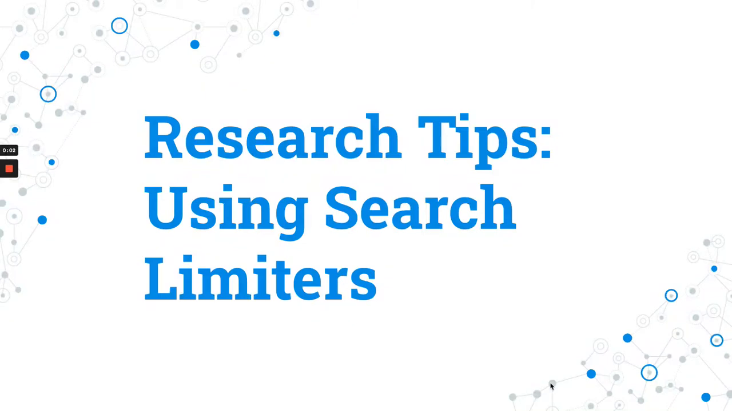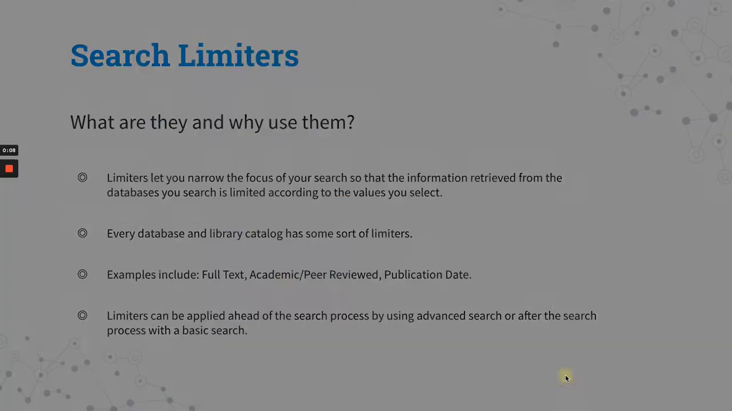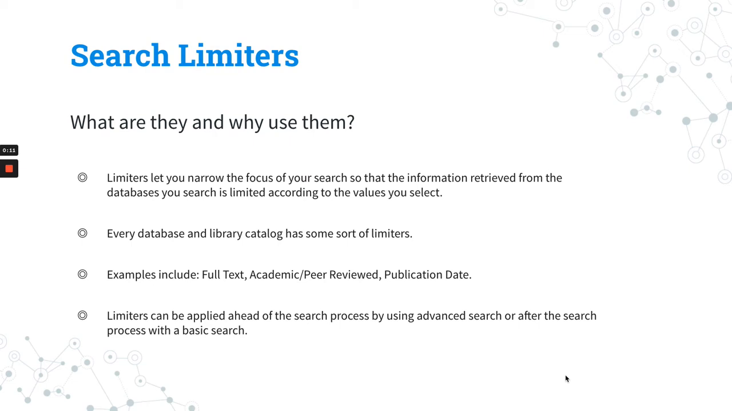This research tip will show you how using search limiters can help you in your research. So what are search limiters and why would you want to use them? Limiters let you narrow the focus of your search so that the information that comes back is going to be limited according to the values that you selected.